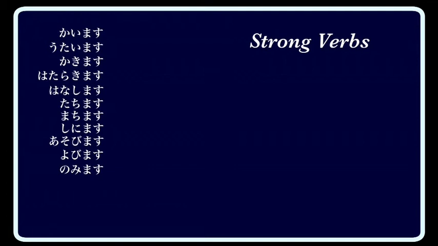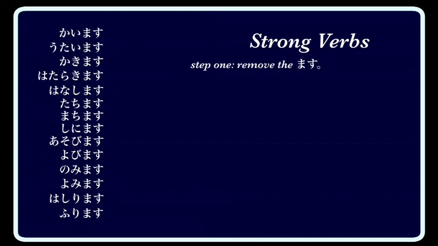Nomimasu, to drink. Yomimasu, to read. Hashirimasu, to run. And furimasu, for natural things to fall, like snow and rain. If we take off the mas from all of these verbs, and of course all Japanese verbs in the polite form end in mas, we can see that we leave behind all hiragana from the I row of the chart.